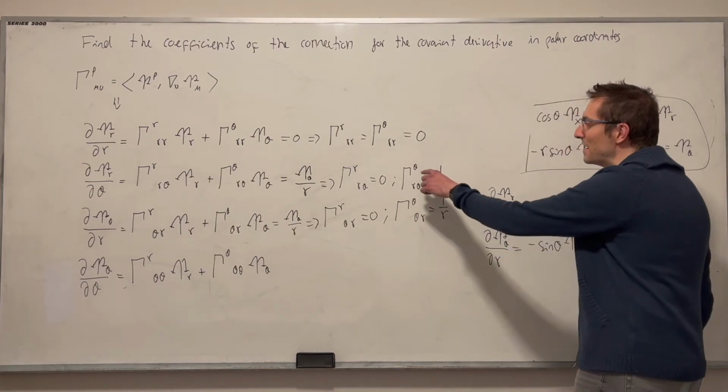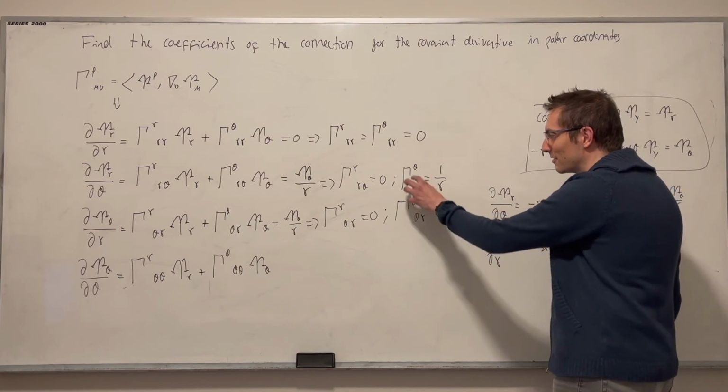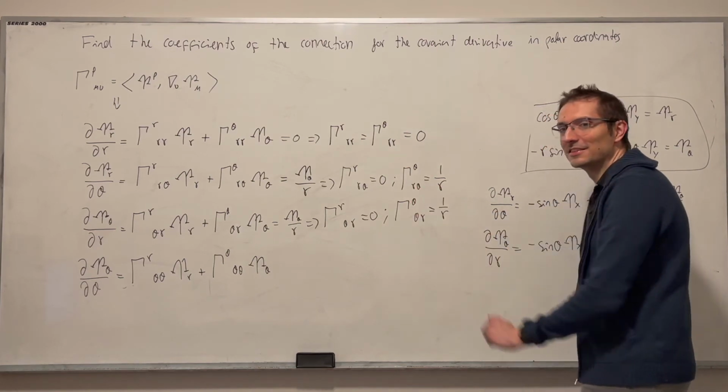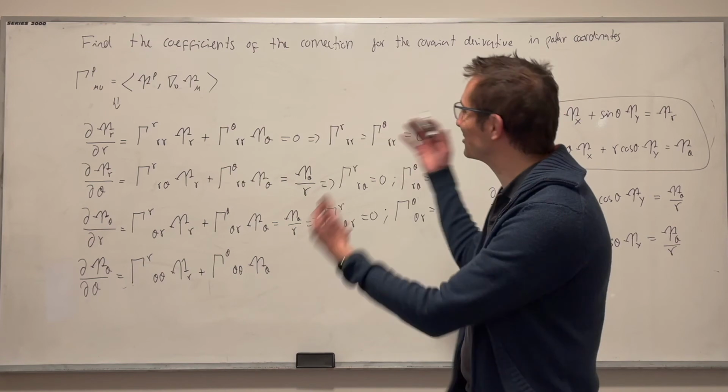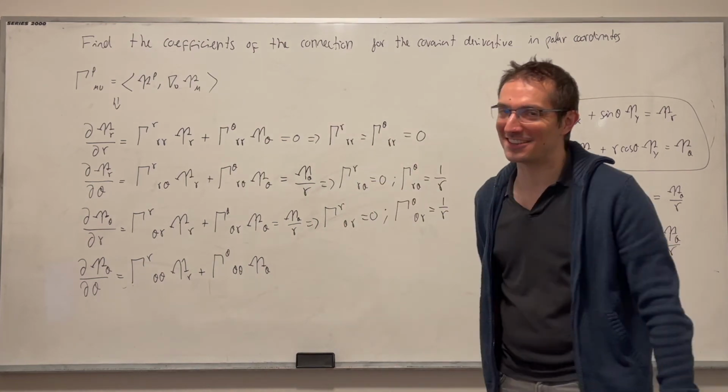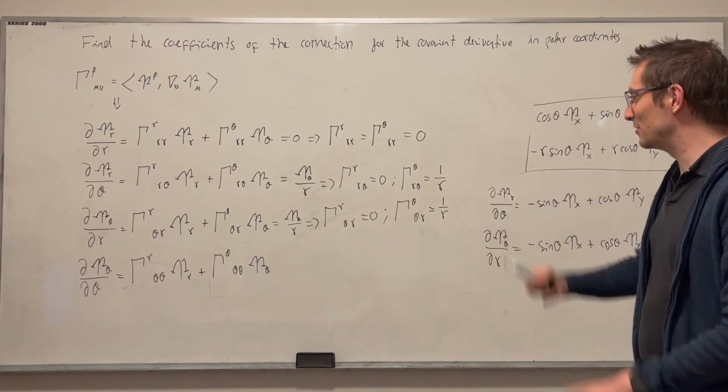Aha, so we're finding that, look at that, the coefficients of the connection are symmetric in these two indices. I wonder why. This is because it's a coordinate basis. And as we discussed right before, for a coordinate basis, the coefficients of the connection are symmetric in the two lower indices. Now let's do the final one.